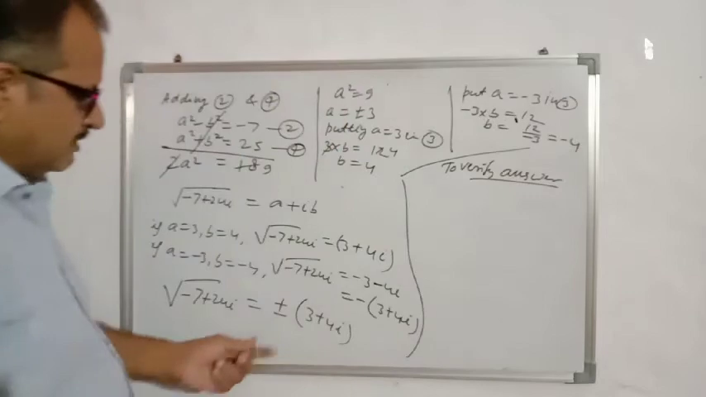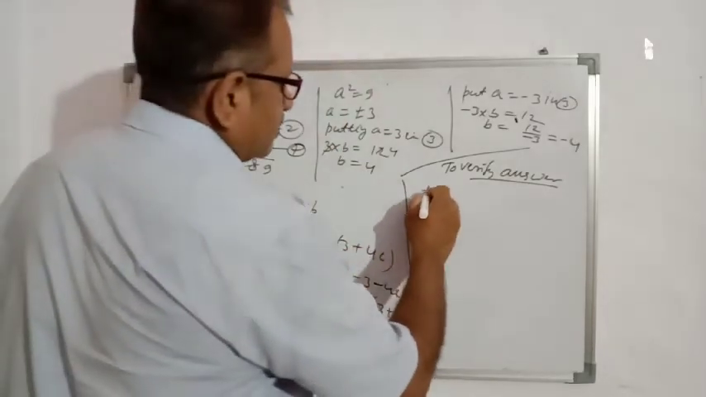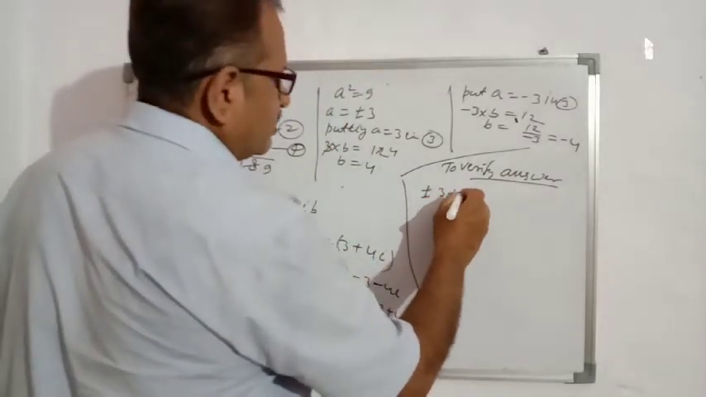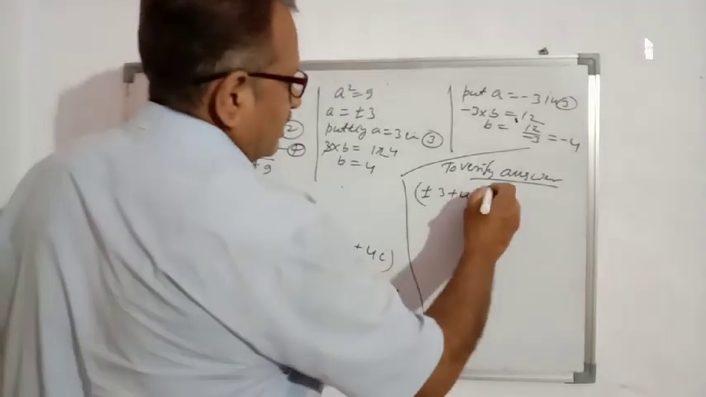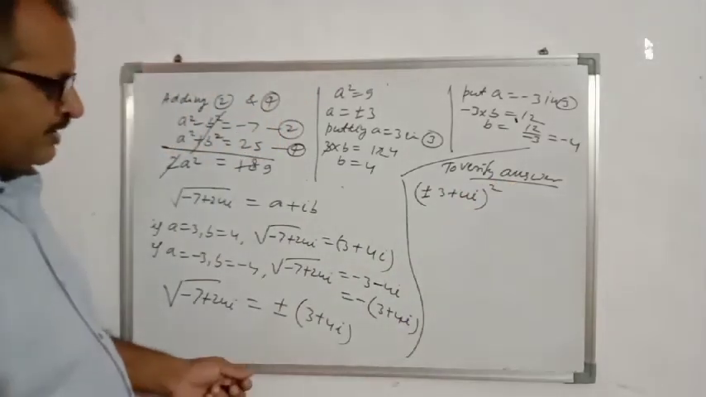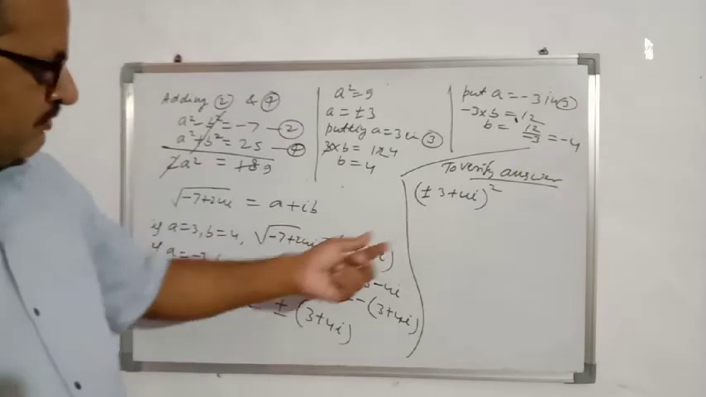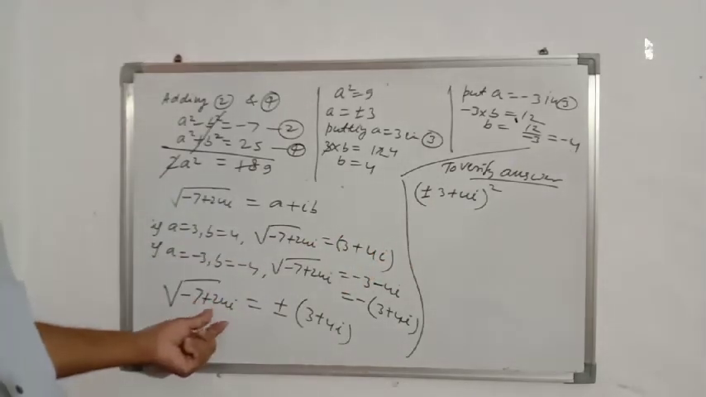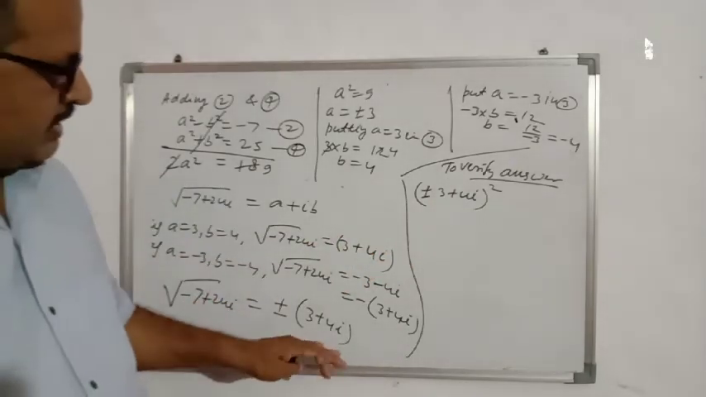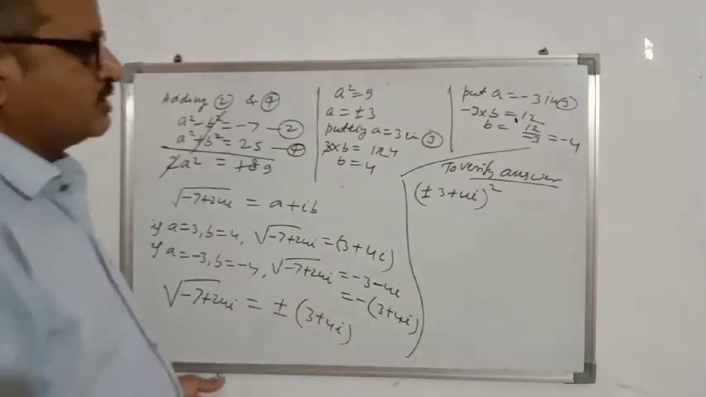To verify the answer, we will take the square of plus minus 3 plus 4i. If on squaring we get the given complex number, minus 7 plus 24i, it means the solution is correct. The square root is correct.